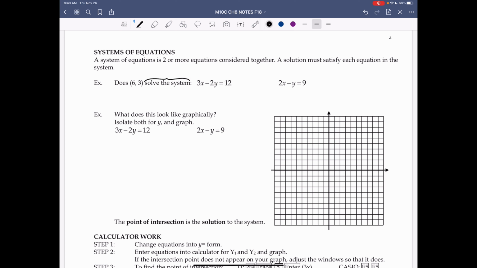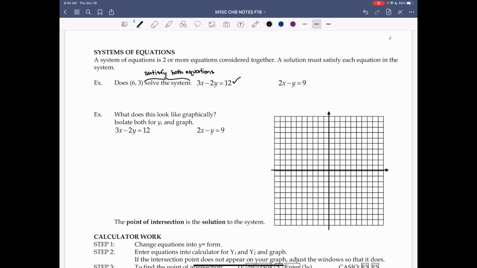That means, does this point satisfy both equations? The point and the first equation are what we did on the last page, so we already checked that the point 6, 3 satisfies the equation 3x minus 2y equals 12, so we can just put a check mark. Now we're going to check if this point also satisfies the equation 2x minus y equals 9.